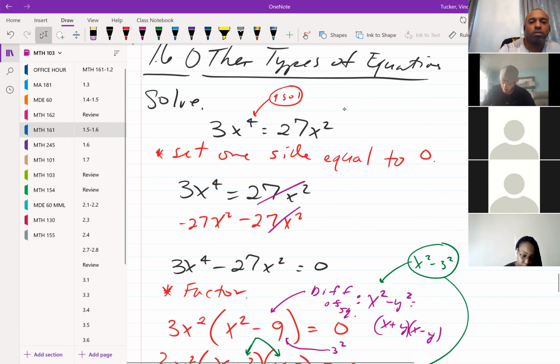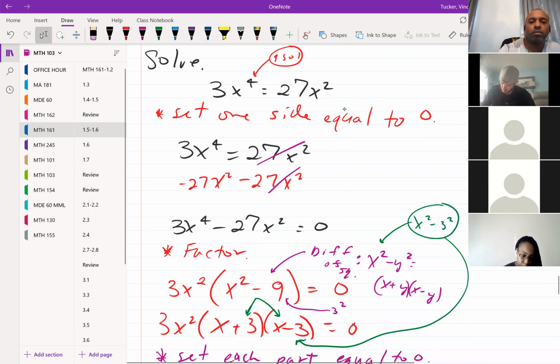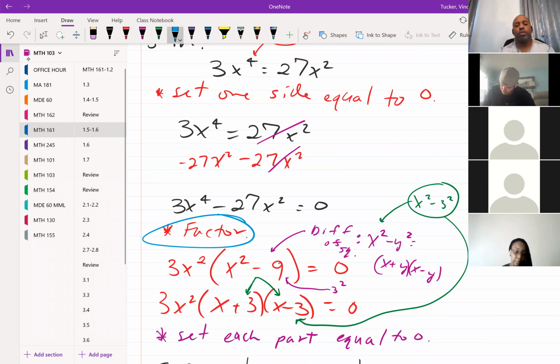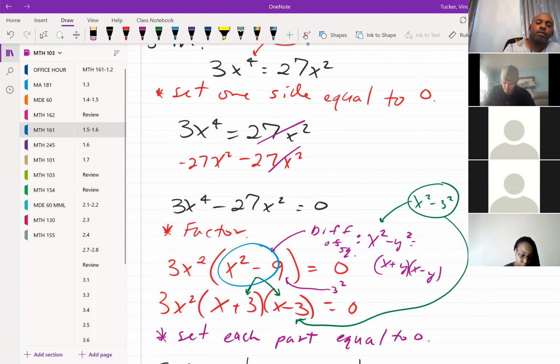All right, scrolling up some. So here we have 3x to the fourth minus 27x squared equal to 0. So factor out your greatest common factor, which is 3x squared. So I'll pull 3x squared out of each term. That leaves me with x squared minus 9 in the parentheses. Now that's the difference of squares, so you can break that down into x plus 3, x minus 3. Once you factor it completely, you can set each part equal to 0.